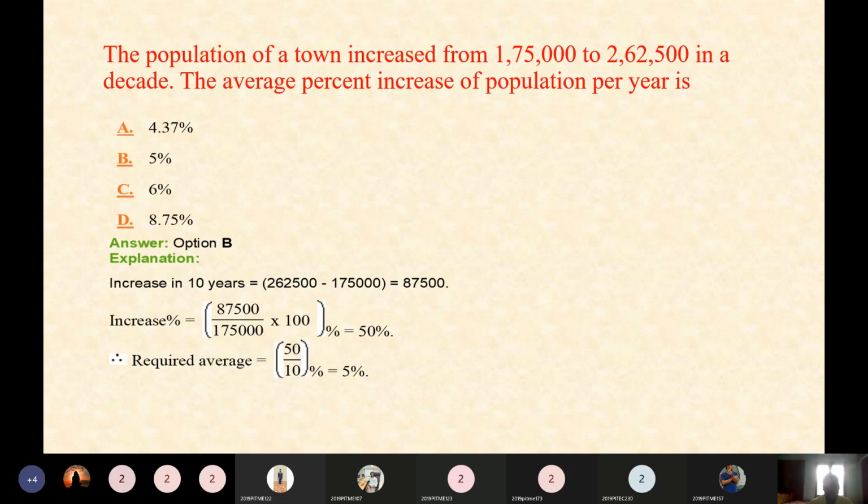So what you did actually, you took the population after 10 years and the initial population, subtracted, and got the value that you converted into percentage, 50%. That 50% is again divided by 10 years, because that 50% increase happened in 10 years. So dividing by 10 gives you the population increase in 1 year, or per year. Okay.